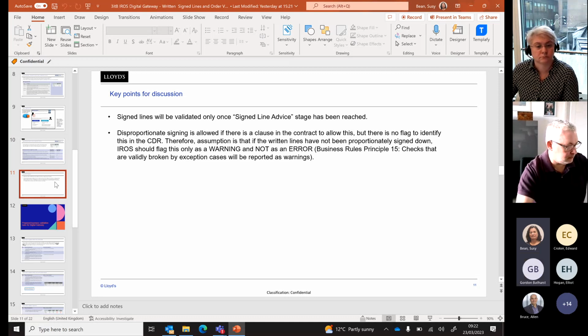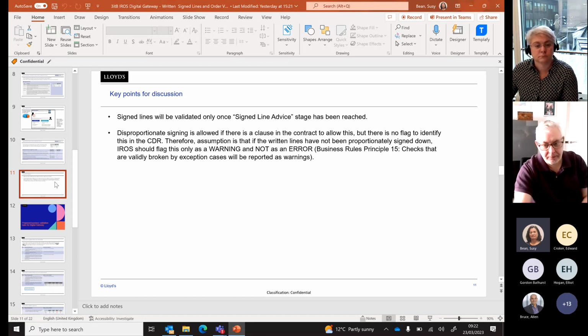Susie, sorry, what's an example of that? Is that where someone's written a 20% line, normally they'd sign to 10, but in this case they're allowed to have 15? Yeah, I think in some contracts there's a clause that allows disproportionate signing. So instead of signing everybody down by the same percentage, some people can be signed down by a different percentage.